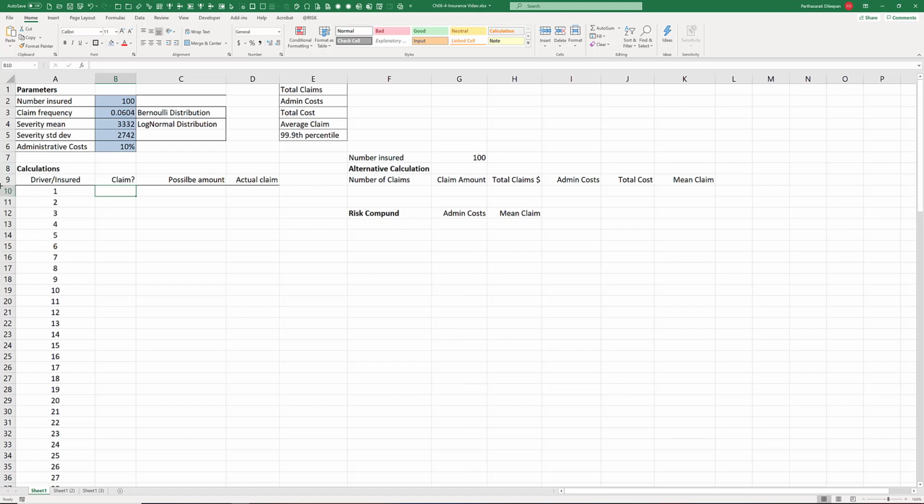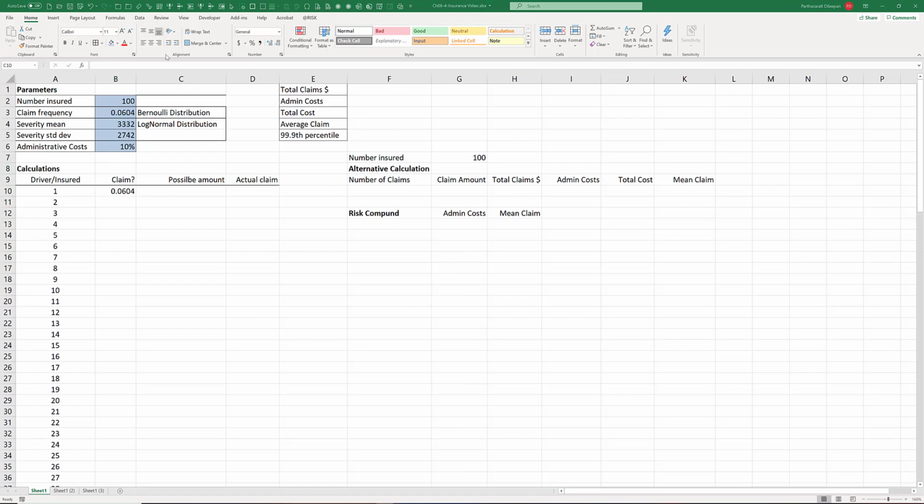So that's going to be a Bernoulli process with the probability given by that cell. So risk Bernoulli, right? That's going to be the cell. So press F4, make it absolute.